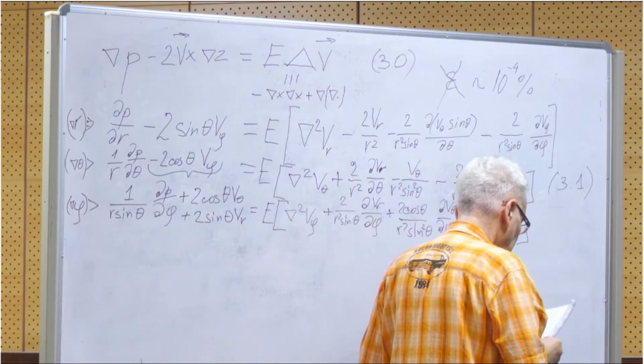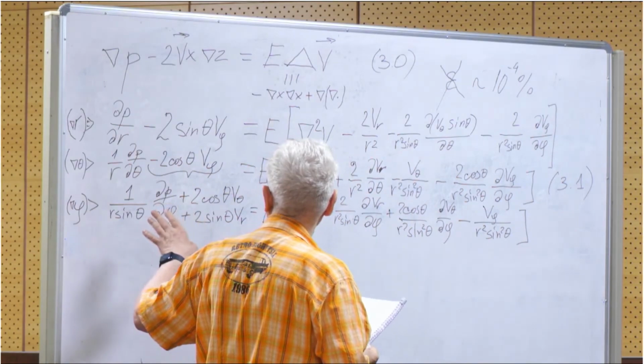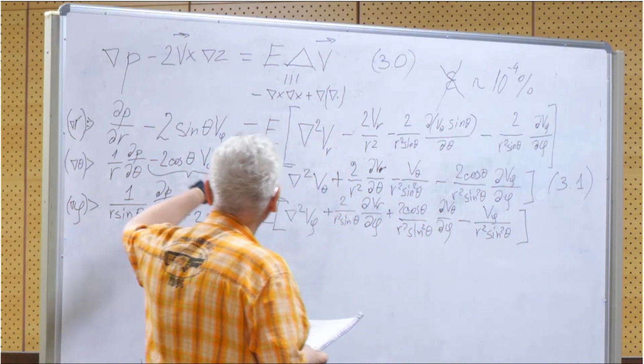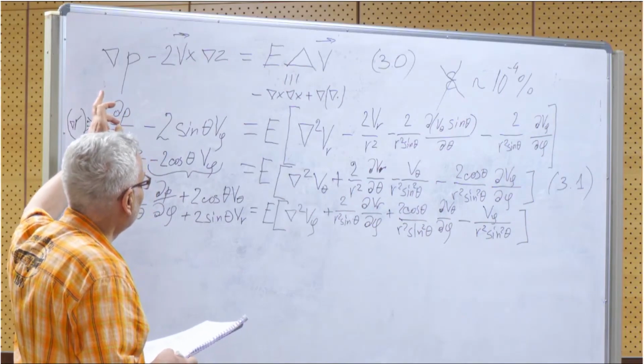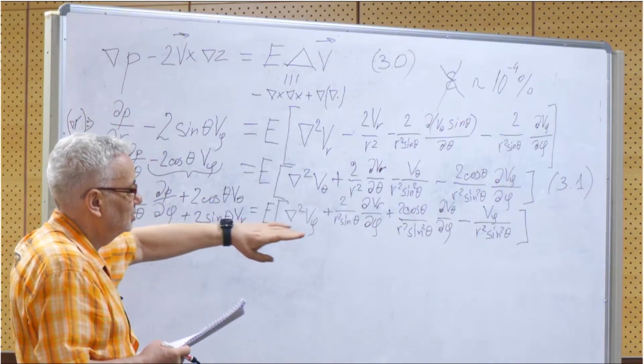Okay, it seems I didn't make a mistake anywhere. So this is actually the consequence of the Navier-Stokes equation, where we neglect the Rossby term, or all nonlinear terms, and it's in the spherical system. It's quite lengthy.